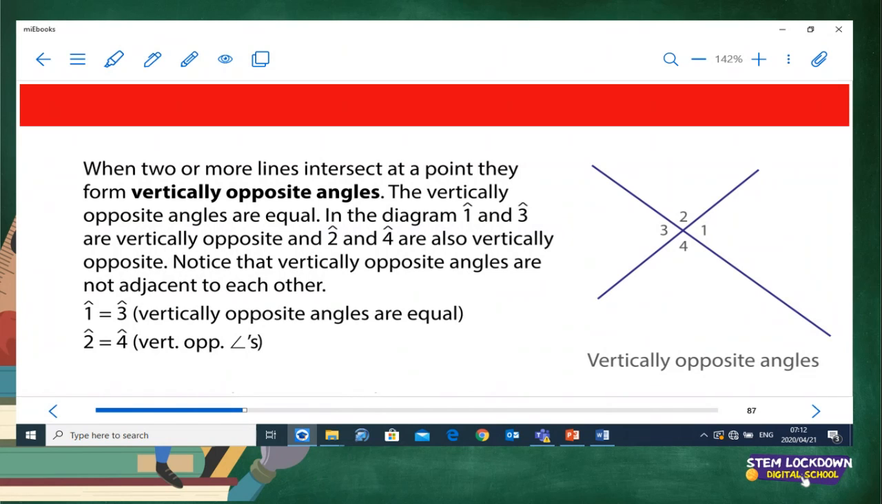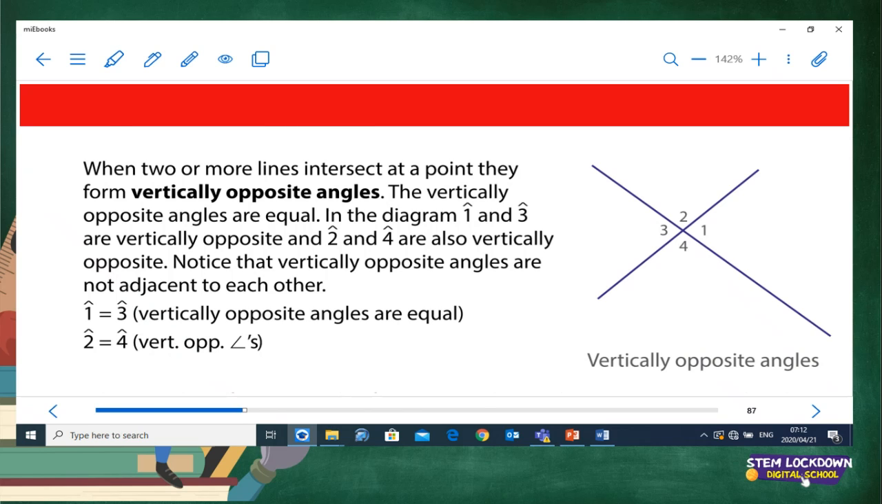So note that every time you make a statement, you need to back it up with evidence or a reason. You need to provide a reason for your statement. You don't just make a statement without any valid reason. So the reason for saying angle 1 is equal to angle 3 and angle 2 is equal to angle 4 is that they are vertically opposite angles. That is the reason.